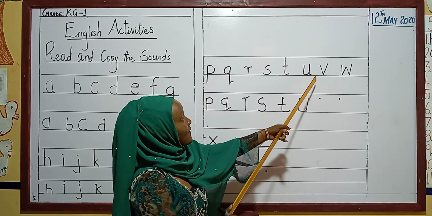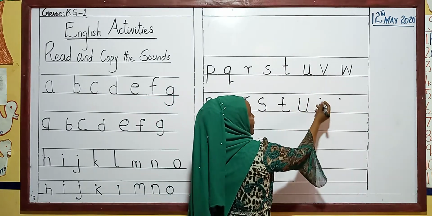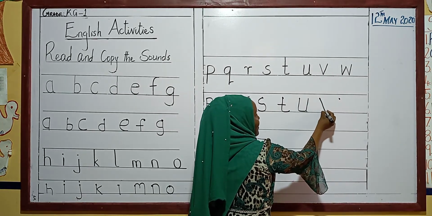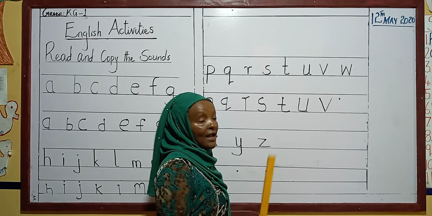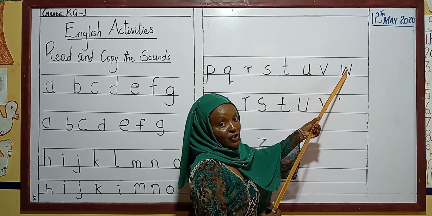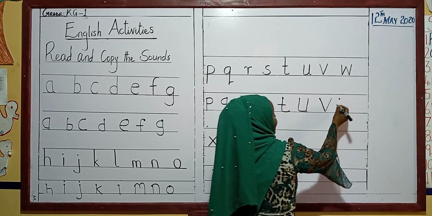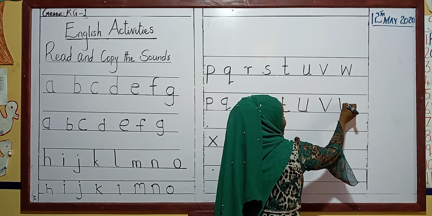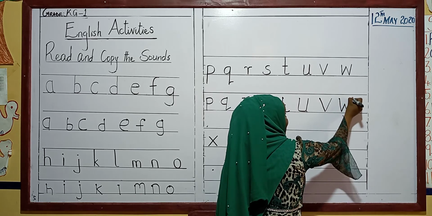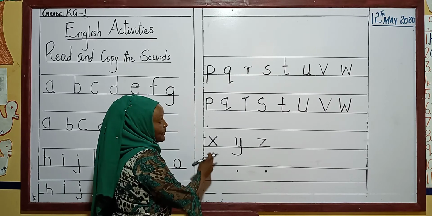V for van. Pencil on the dot, we are going to write down, and up. W for watch. Pencil on the dot, we are going to write down, up, down, up. W for watch.